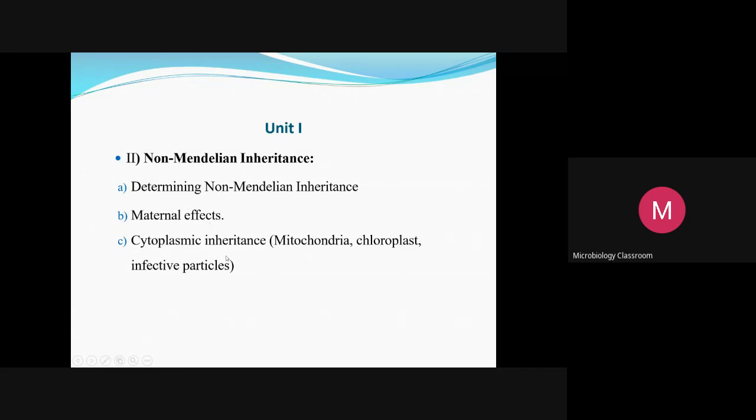After that, cytoplasmic inheritance is there, that is the mitochondria, chloroplast, and infective particles. So in cytoplasmic inheritance, mitochondrial inheritance is there, or chloroplast inheritance, and infective particles means the kappa particles, which give the killer property to the cell. So this is about non-Mendelian inheritance. As it does not follow the normal Mendelian ratio, it is called non-Mendelian inheritance. So that can be explained with the help of examples.